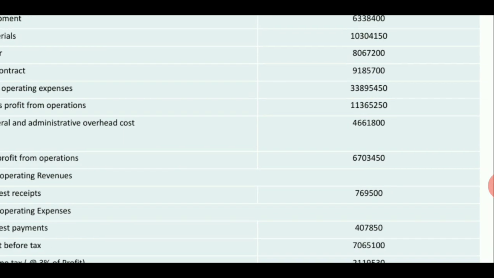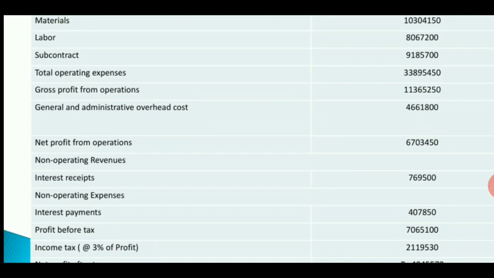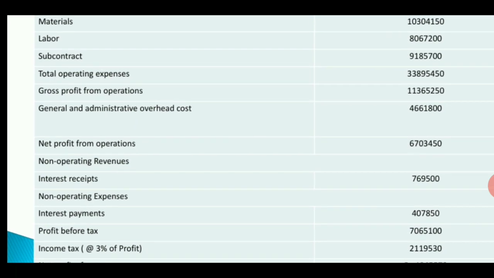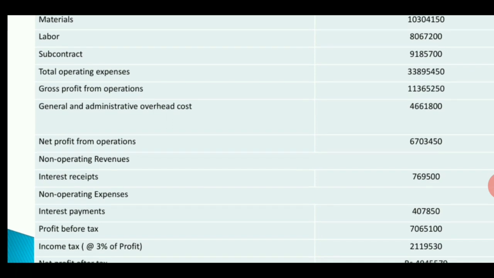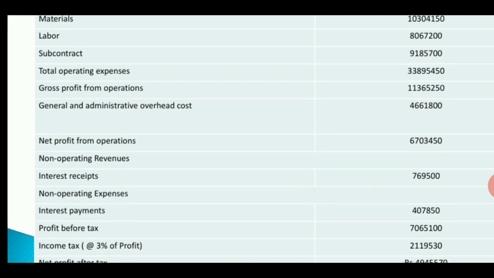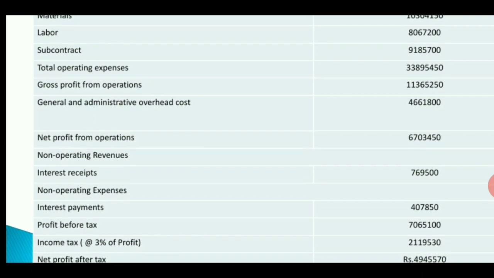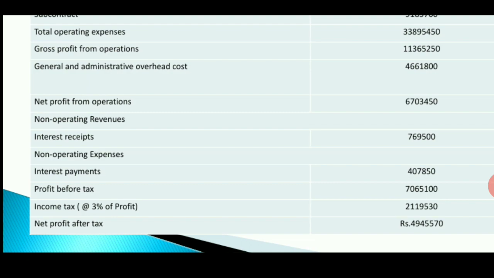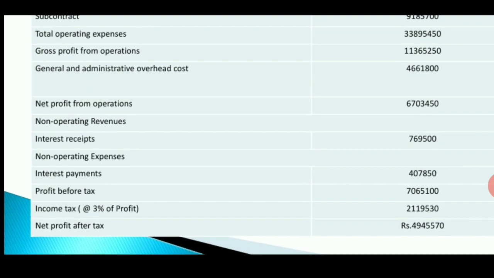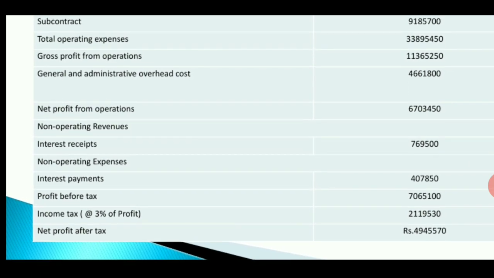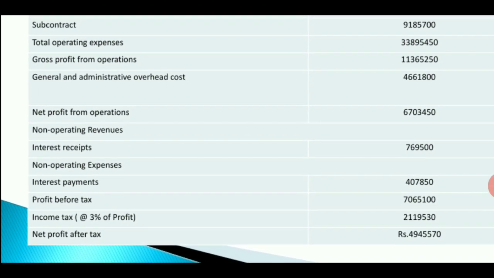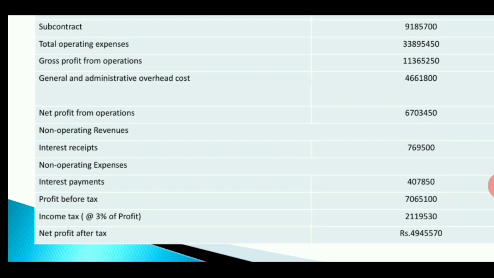Next comes, when we subtract this general and administrative overhead costs from the gross profit, we get something which we call as net profit, which has come out to be 67 lakh 3,450 in this case. Further, we'll come to the next part, that is non-operative revenues. These are the revenues earned by the investment of the company. Say for this period which we are considering, the non-operative revenues are the interests which are received.